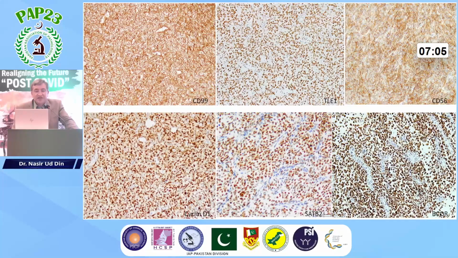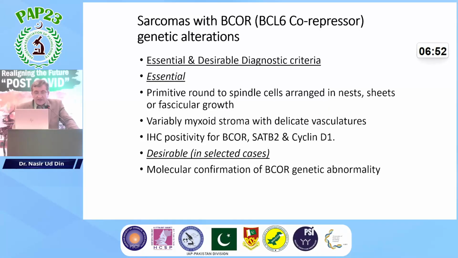There is variable CD99 positivity in addition to TLE1, cyclin D1, SATB2, and BCOR nuclear staining is seen in most cases. Essential and desirable diagnostic criteria: essential are primitive round to spindle cells arranged in nests, sheets, or fascicular growth pattern, variable myxoid stroma with delicate vasculature, and immunohistochemical positivity for BCOR, SATB2, and cyclin D1, and desirable in selected cases is molecular confirmation of a BCOR genetic abnormality.